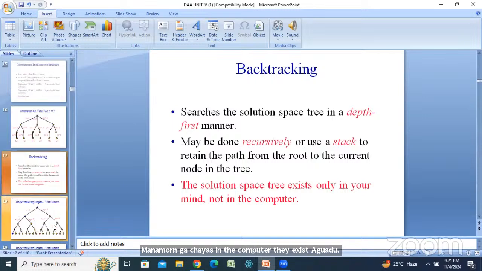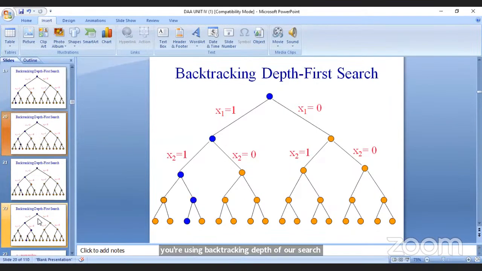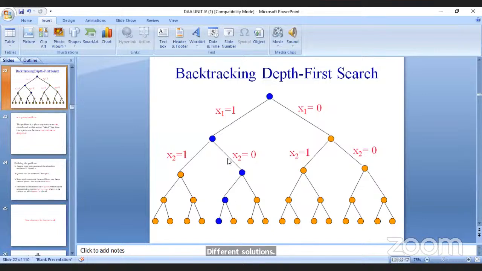నెక్స్ట్, so in backtracking like this, you go for depth. You can just see here, this is the depth first search, right? You're using backtracking depth first search. Like this, you are going to find the solutions. చూడండి ఇక్కడ నేను ఎట్లా పెడుతున్నా చూడండి, different solutions, right? So you're getting the solutions like this. Okay, it keeps changing in this particular order.